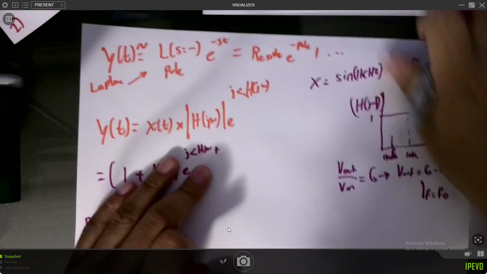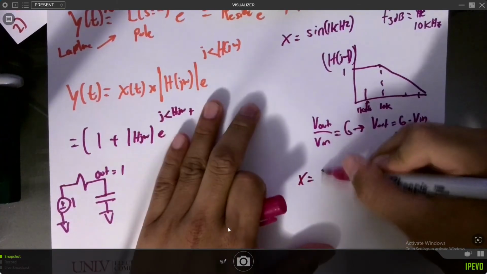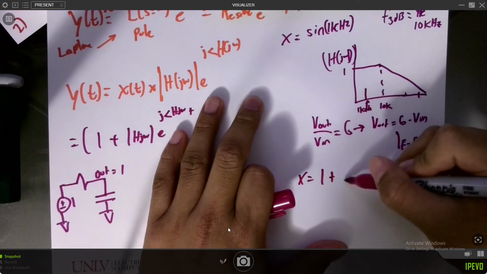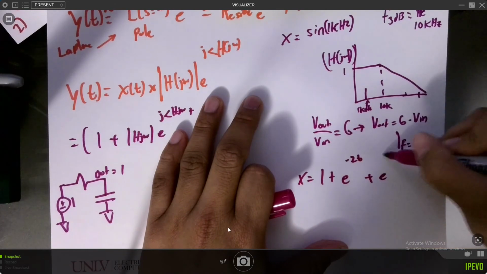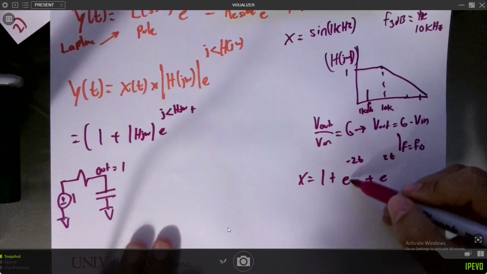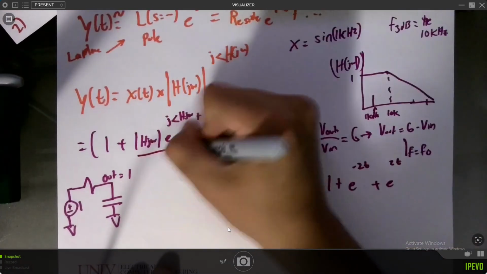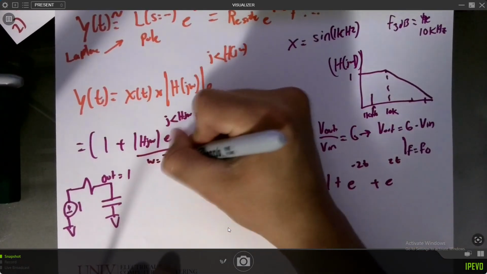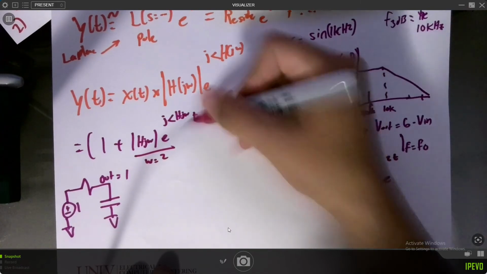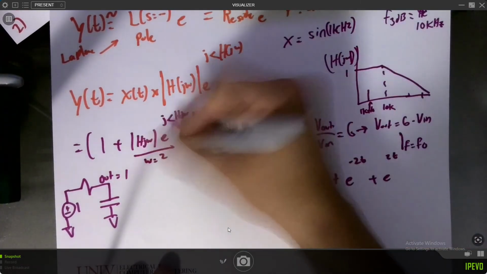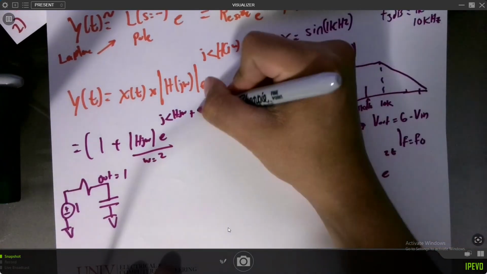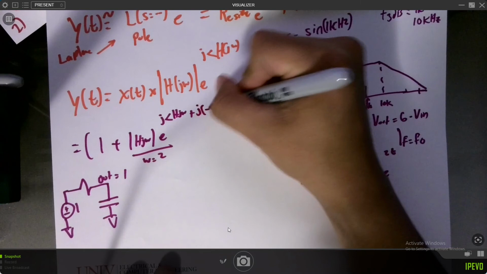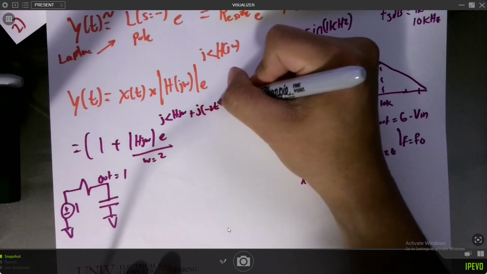I've got to write this out because I don't want you guys getting confused. X is equal to 1 plus e to the minus 2t plus e to the positive 2t. So we have 2 signals. So this right here is going to be at omega is equal to 2. And then when we multiply our transfer function by our input, this guy right here, we're going to get minus j minus 2t. Yep, I think that's correct.